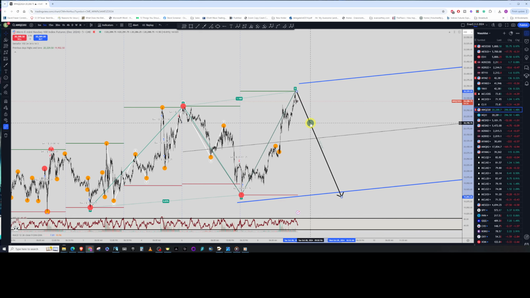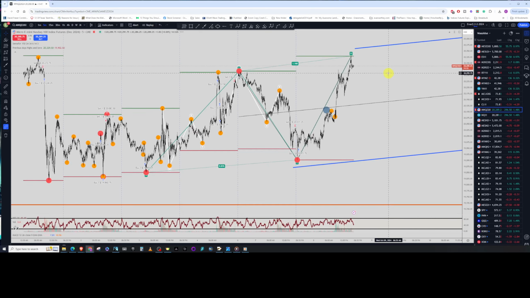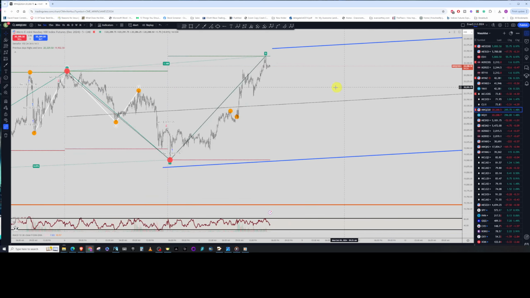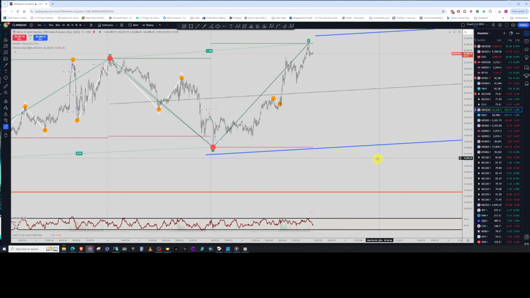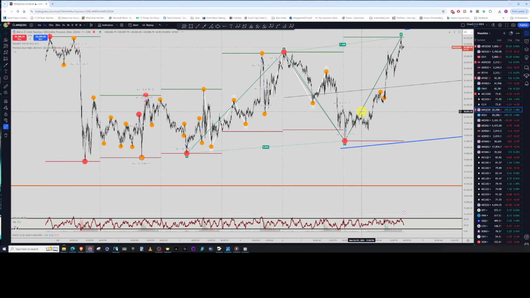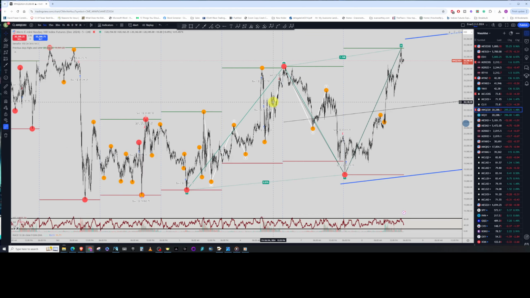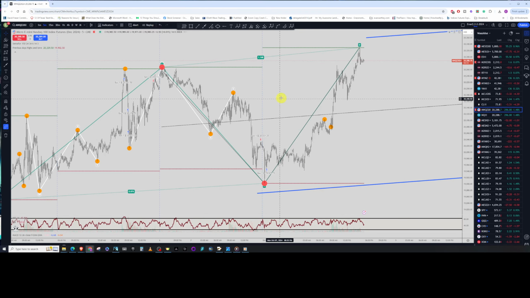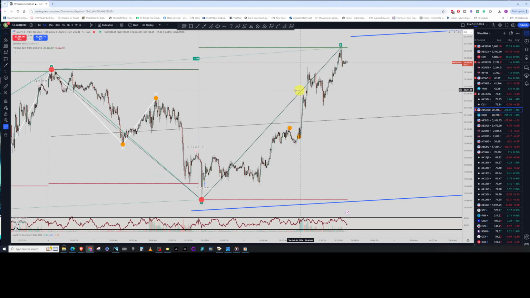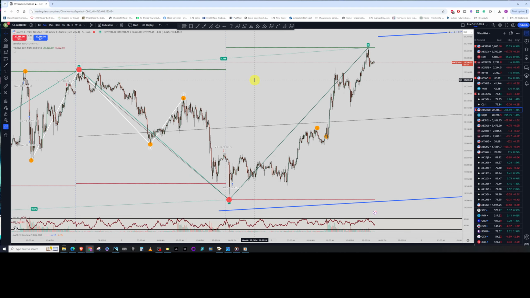So we are looking at utilizing this move tomorrow, more than likely to the downside, but it could be to the upside. Just want to point that out as well. And I think that's the only really good trade I had seen earlier today.